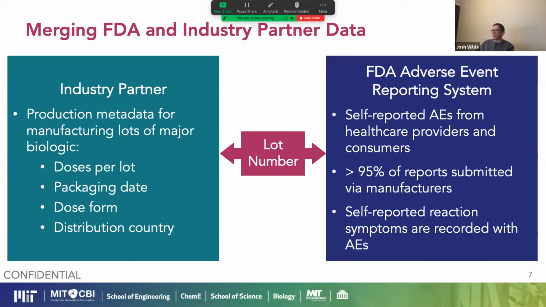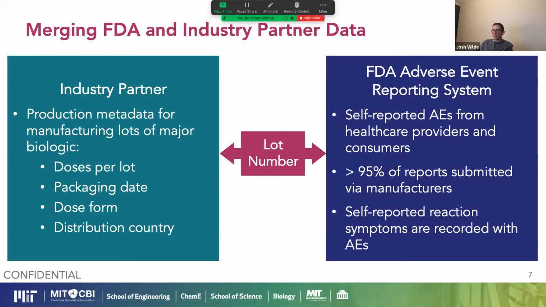Exactly. Yeah. So this is one of the limitations that we have right now. We have a very limited amount of information about the lots themselves. For a year and a half when we were working on this project, we didn't even know how many doses were in each lot. We didn't even know what the size was or the packaging date. This has actually come only within the last 3 months or so.